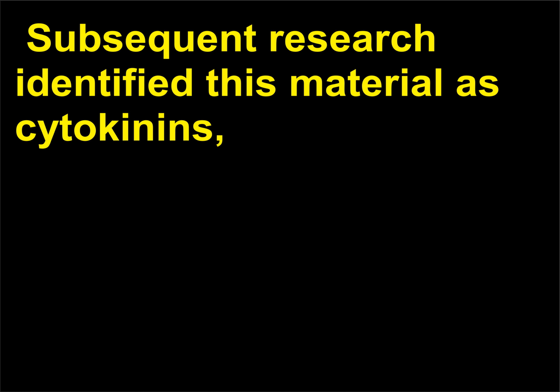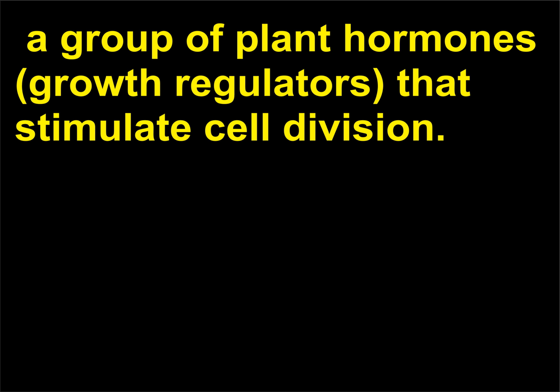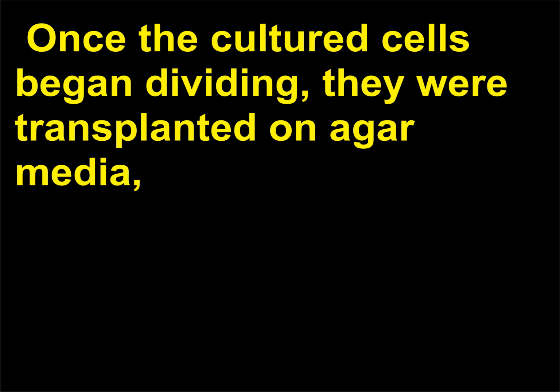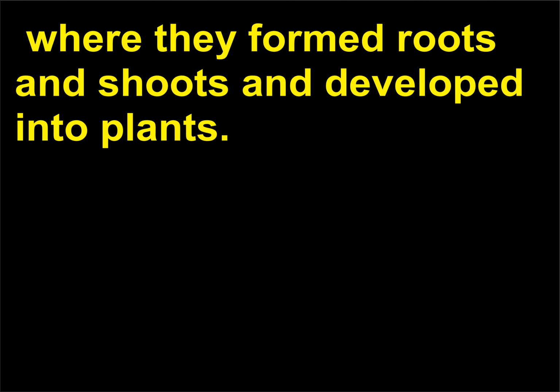Subsequent research identified this material as cytokinins, a group of plant hormones, growth regulators, that stimulate cell division. Once the cultured cells began dividing, they were transplanted on agar media, where they formed roots and shoots and developed into plants.